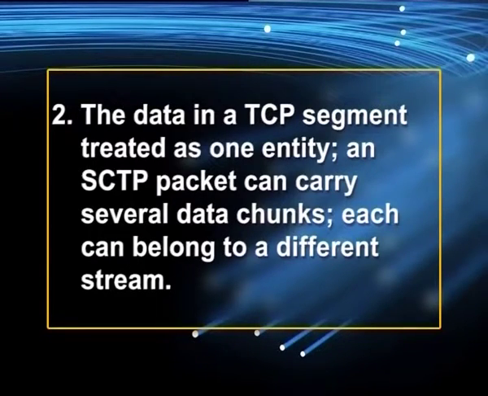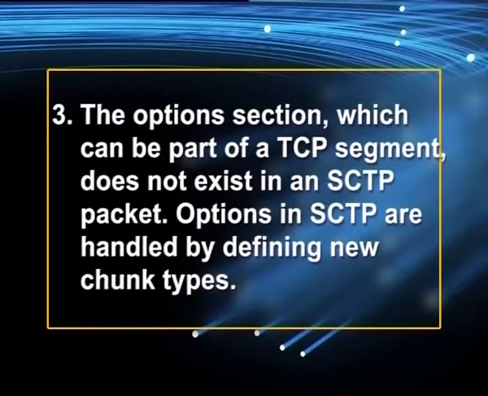The data in a TCP segment is treated as one entity. An SCTP packet can carry several data chunks. Each can belong to a different stream. The options section, which can be part of a TCP segment, does not exist in an SCTP packet. Options in SCTP are handled by defining new chunk types.